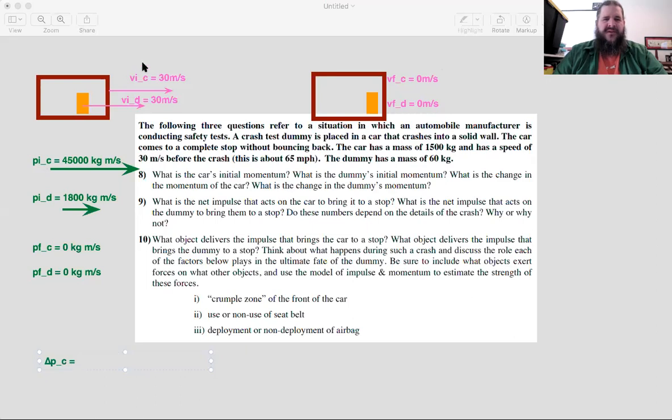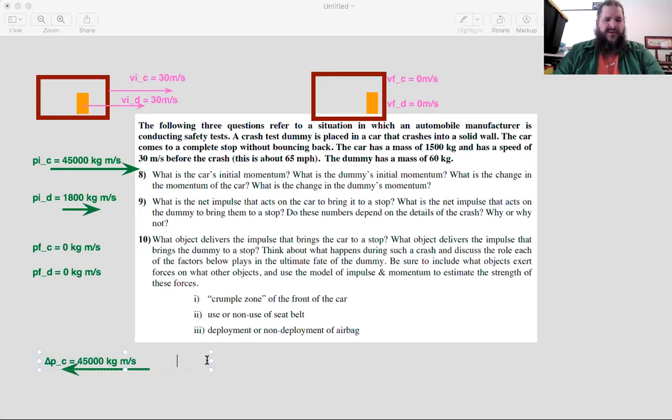Yeah, 45,000 to the left. So that means the change in momentum for the car is 45,000 kilogram meters per second to the left. In fact, we could just draw that as the exact same magnitude, but opposite direction. So there's the change in momentum for the car.